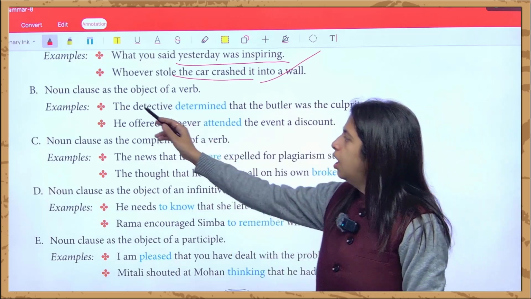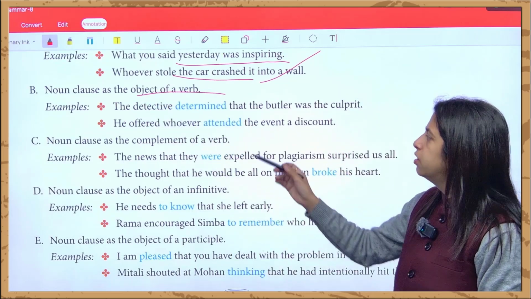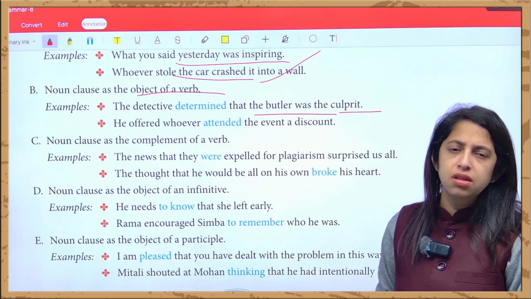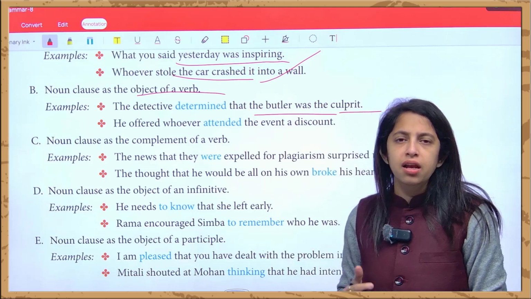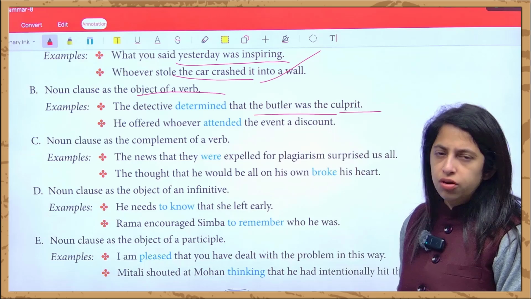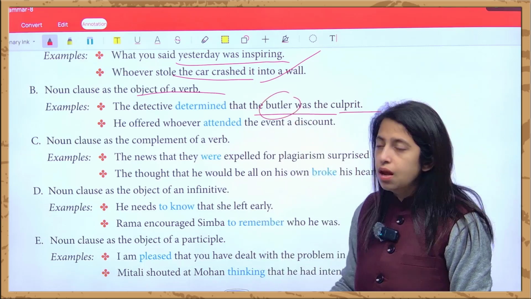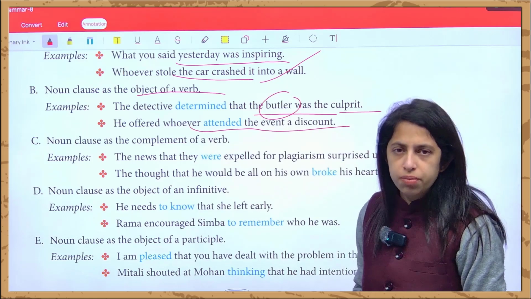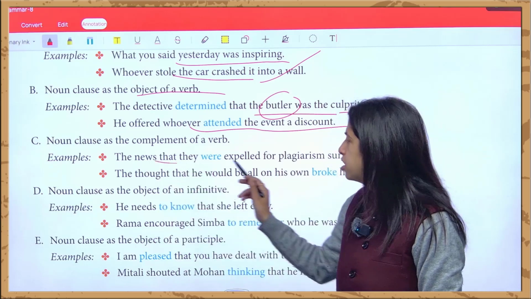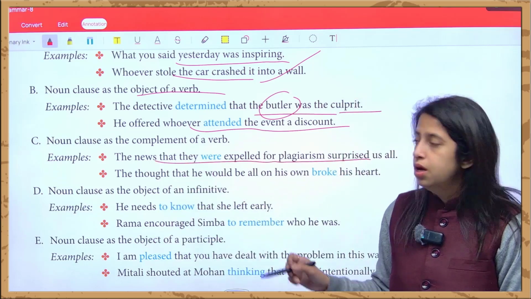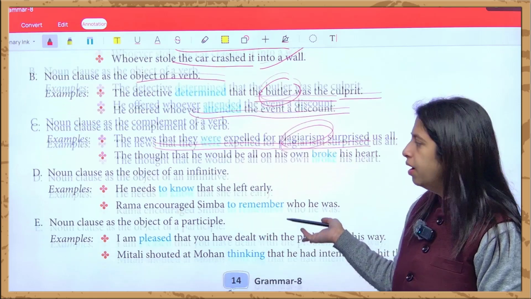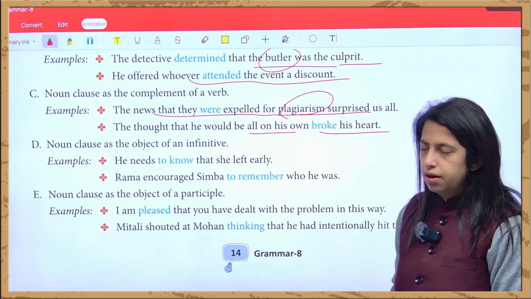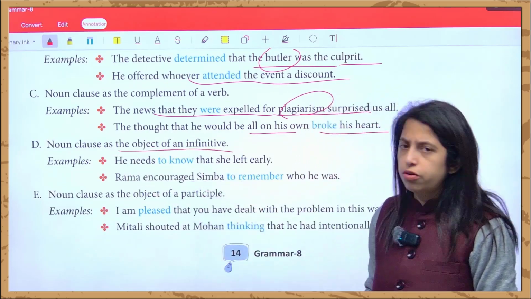Noun clauses को आप object of the verb में बताएंगे तो, the detective determined that the butler is the culprit. वो इज़ बटलर. बटलर इज़ अ पर्सन दैट इज़ आपके घर में, किचन में काम करने वाली एंटिटी होती है, उसी को बोलते हैं बटलर. He offered who attended the event a discount, right? Noun clauses को हम complement of the verb में बात करेंगे तो, news that they were expelled for plagiarism surprised. Plagiarism का मतलब क्या होता है? चीटिंग करना, right? The thought that he would steal broke his heart. उसका दिल तोड़ दिया.